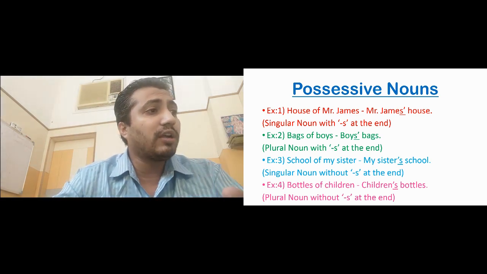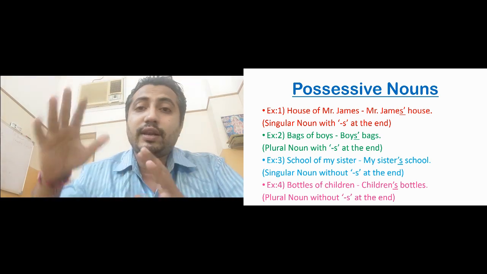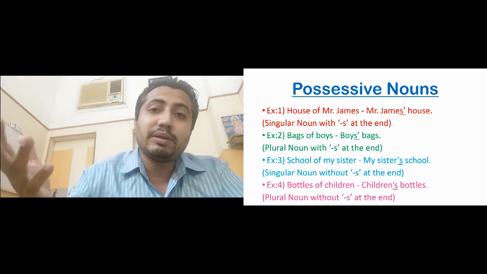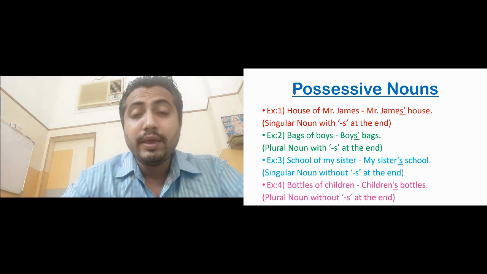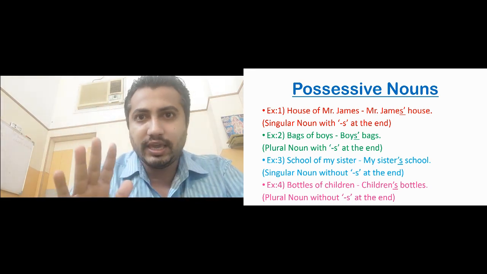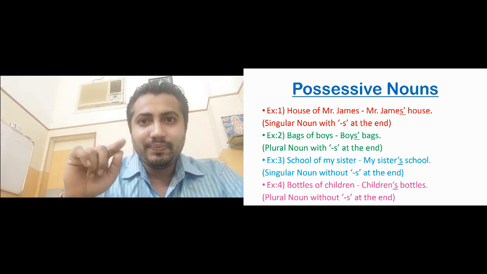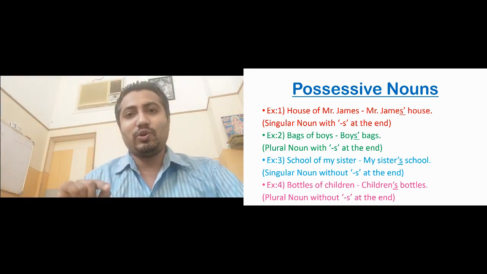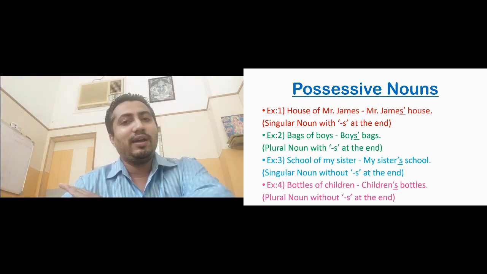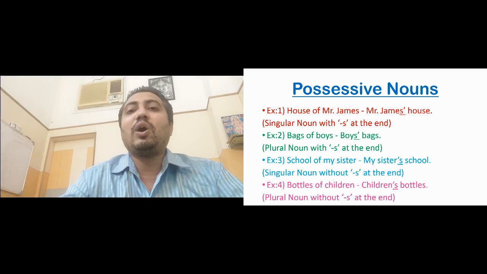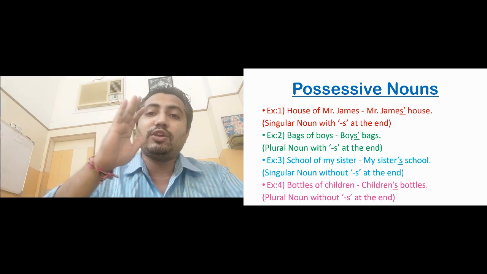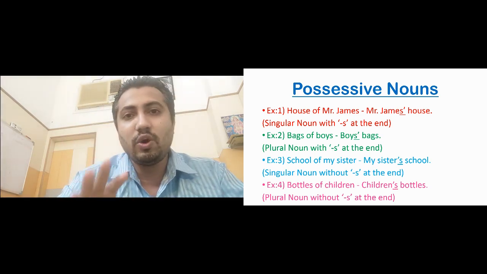Now let us go to the fourth example. Bottles of children. Children is plural, child is singular. One child is child, more than one is children. Children is plural but at the end there is no s. So what are we going to do? Children apostrophe s, children's bottles. Are you clear with this students? So these are the things we have to keep in mind while using apostrophe s, that is possessive nouns.